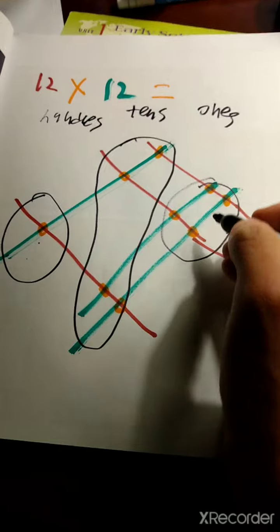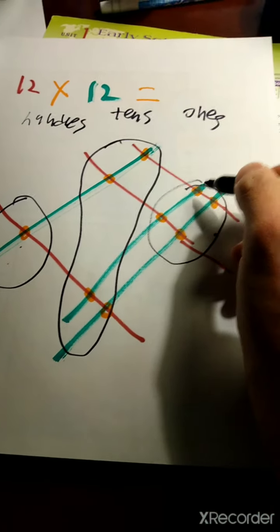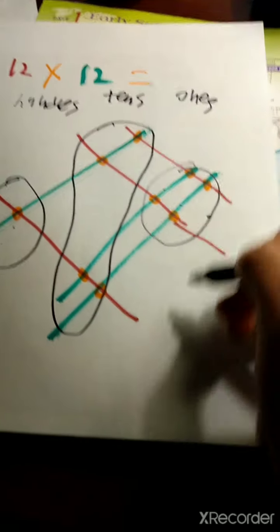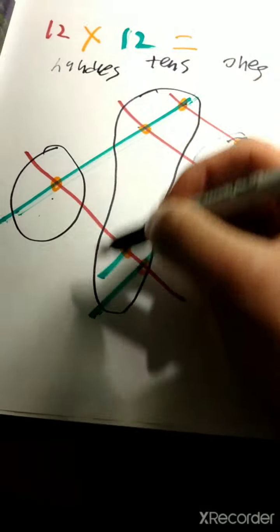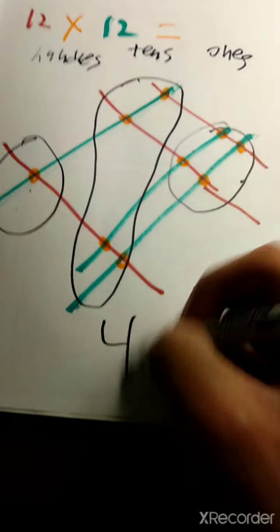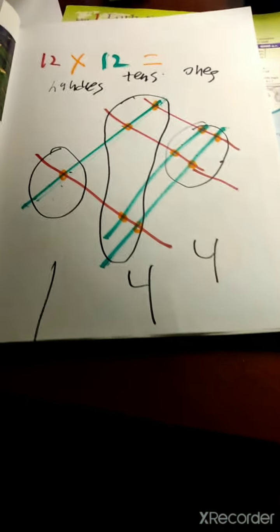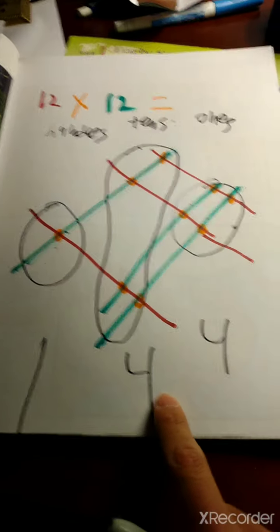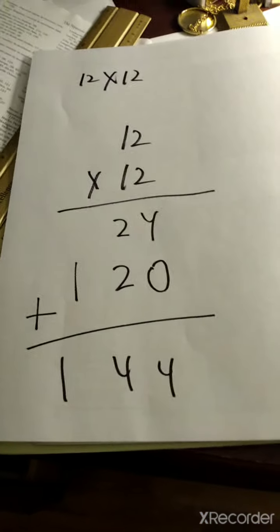So now we have to count the dots representing the crossovers or the intersections: 1, 2, 3, 4. That would represent 4 in the ones place. 1, 2, 3, 4, representing another 4 in the tens place. And 1 in the hundreds place. Our answer is 144. The Chinese version has gotten the same answer as the standard algorithm in the American version.